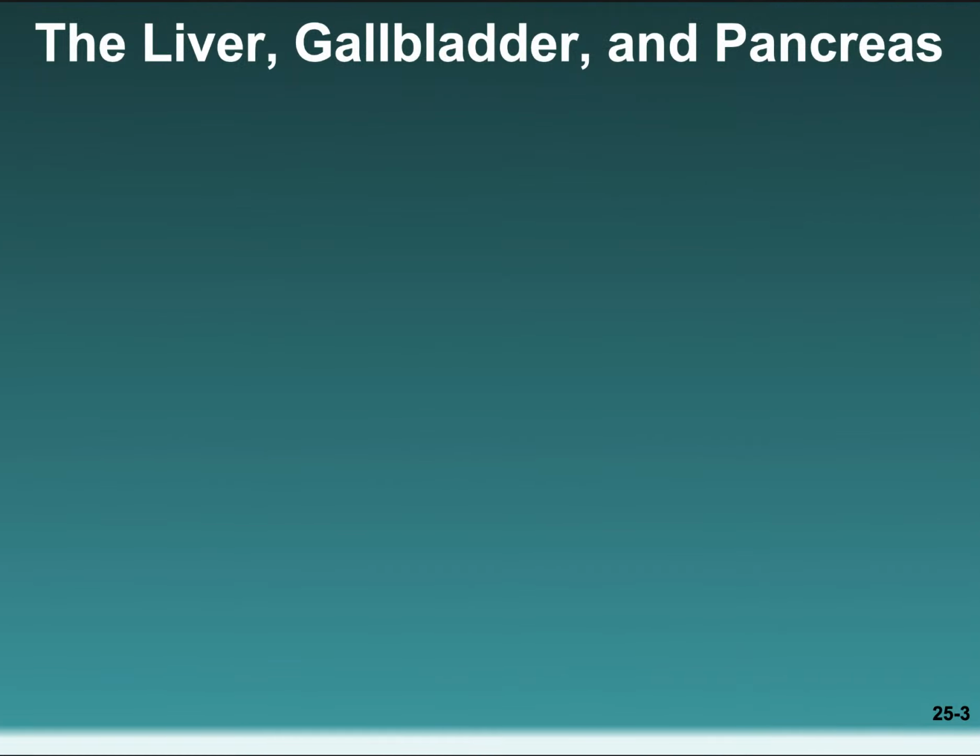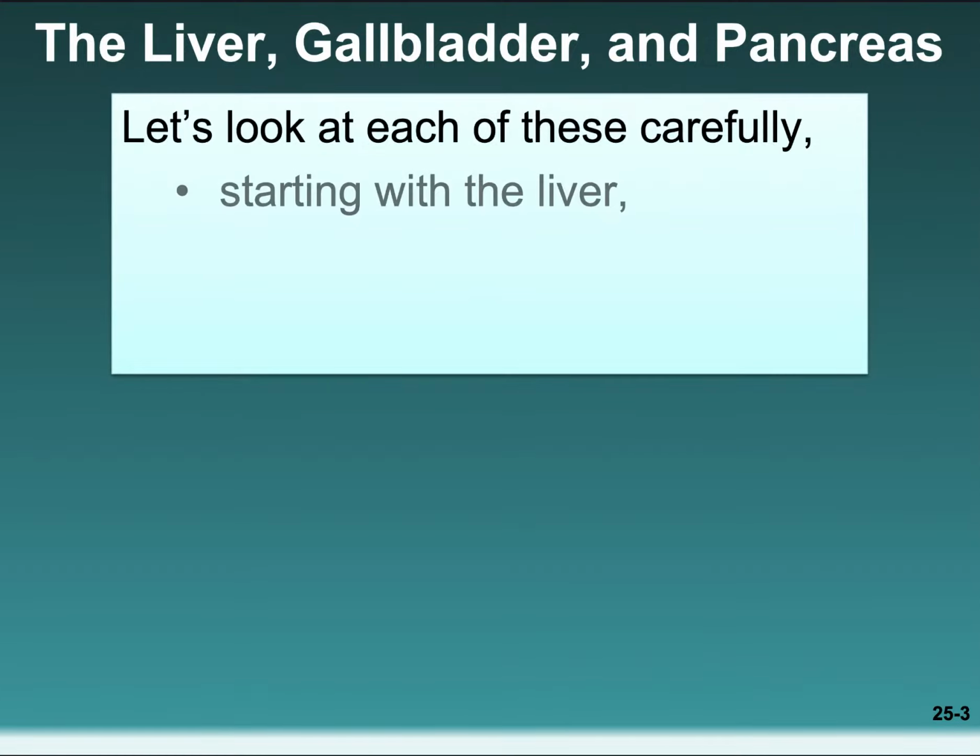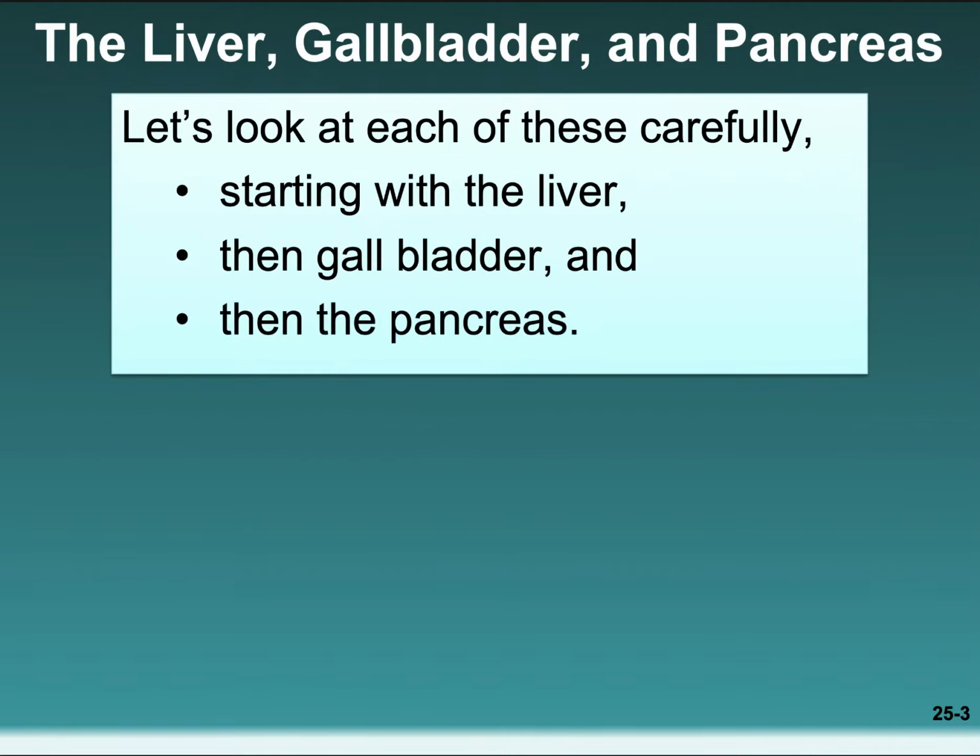So let's take a look at these three principal components, the glands that are so intimately associated with the small intestine. I'm going to start with the liver, then the gallbladder, and finally the pancreas.